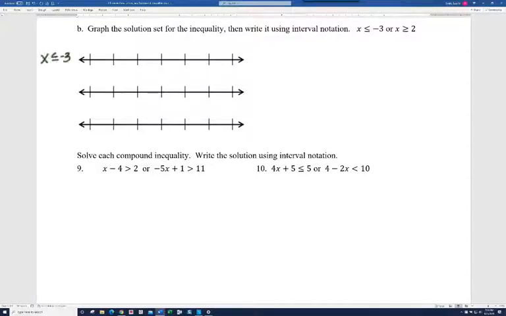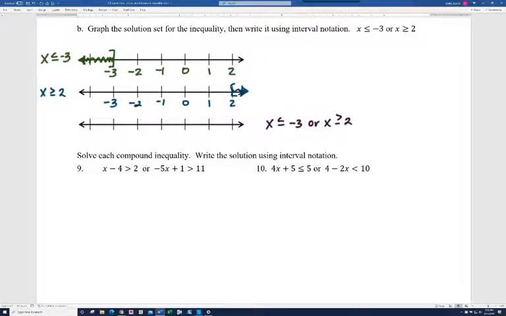We have x is less than or equal to -3, which is basically all the numbers from -infinity to -3, where we have a bracket at -3. And then if we graph x is greater or equal to 2, we start at 2 and we go forever right. So now remember, with an or statement, we're basically combining these two sets together. We're going to union them, or combine them together.